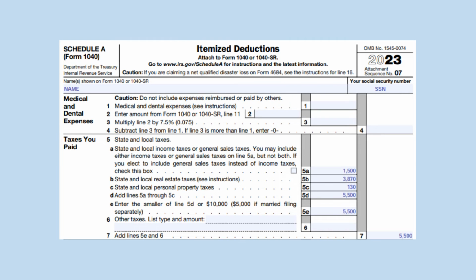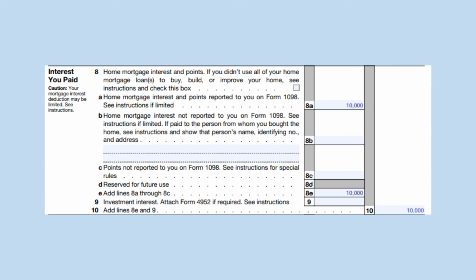The next section of Schedule A is interest that you paid. In our example, you paid home mortgage interest of $10,000 that was reported to you on a Form 1098. Place that amount on line 8A. If you had interest or points that you paid that were not reported to you on Form 1098, those would go on lines 8B and 8C. Carry the $10,000 down to line 8E and down to line 10, as you don't have any investment interest in our example.